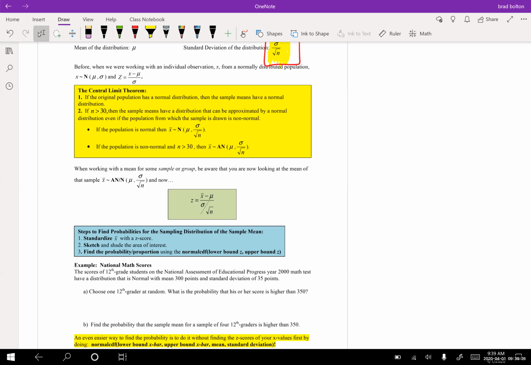So if the population is normal, then the mean would stay mu. However, the standard deviation would be the standard deviation divided by the square root of n. I'm just going over the notes here, and we're going to work with these formulas. Here it says, when working with the mean for some sample group, be aware that you are now looking at the mean of the sample. Instead of drawing one person, we're going to start drawing like 17 people or 35 people from a population, and we want to know the chance that the mean of that sample is whatever probability.